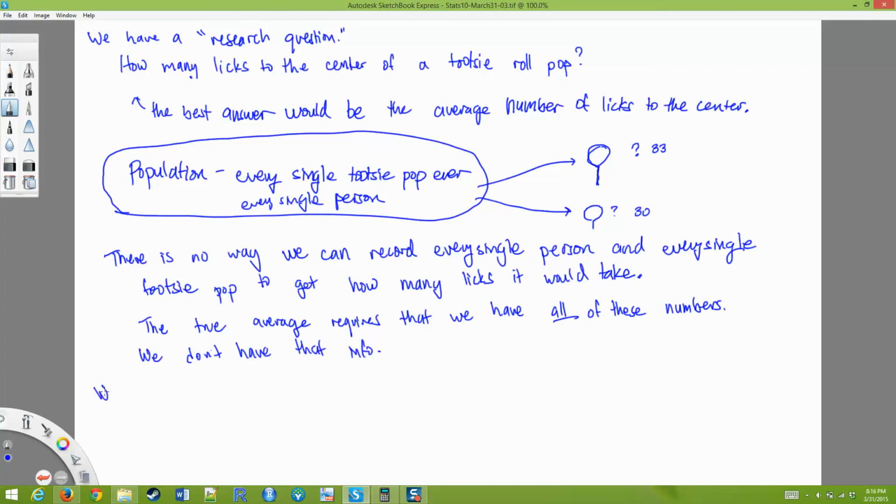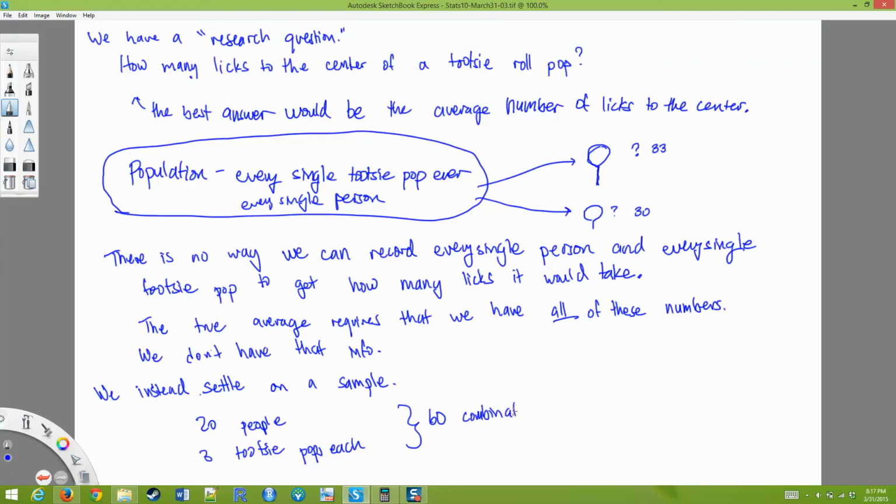Okay, so instead we settle on a sample. And in our case, it's 20 people and 3 Tootsie Pops each, for a total of 60 trials or combinations. But statistics allows us to take these 60 combinations and say this is going to provide an estimate about the population, which includes every single Tootsie Pop ever and every single person, technically ever. It allows us to estimate an answer based on this limited data alone.